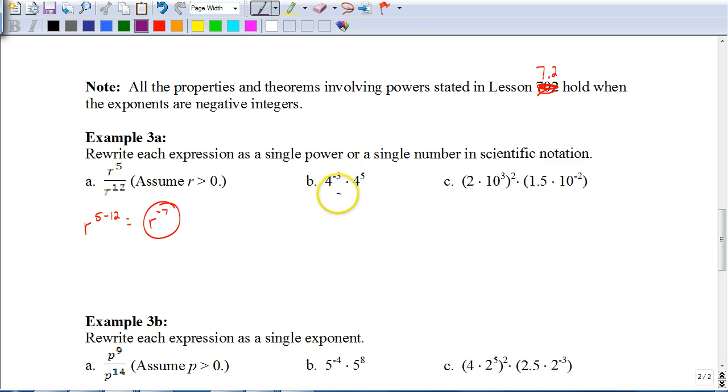Or here, I'm multiplying and the bases are the same, so what do we do with the exponents, do you remember? We add them. So we're going to take 4 to the negative 3 plus 5. Well, negative 3 plus 5 is 2, so it would be 4 squared, which if they ask me to simplify, I know 4 squared would be 16.